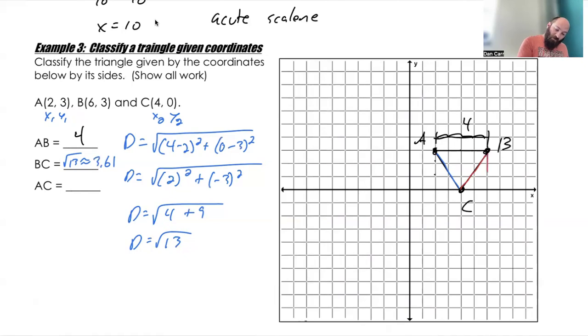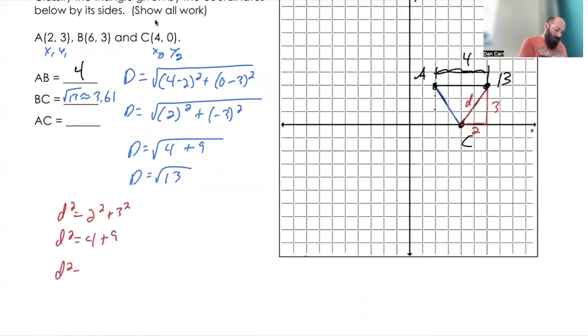When I do this one here, I can do either distance formula or Pythagorean theorem. So in this case, I'll just do Pythagorean theorem just to demonstrate it. So the length here is 2, the length here is 3. And then this is what I'm trying to find, I'll call it d right there. So that means d squared is equal to 2 squared plus 3 squared. It's going to be 4 plus 9. That's going to be 13. So I square root that, and I get the same thing I got earlier.